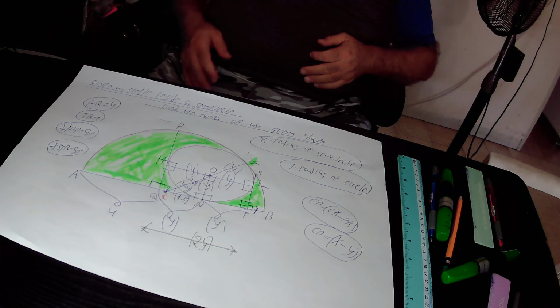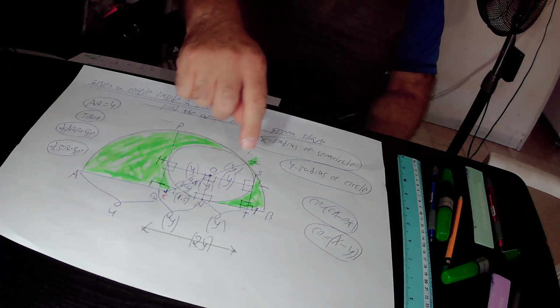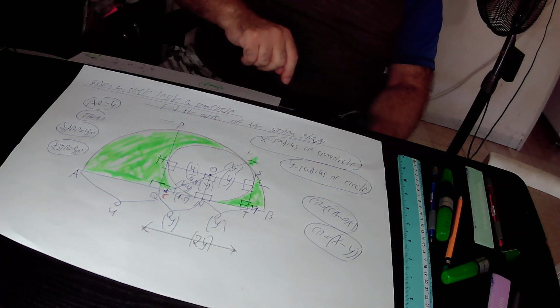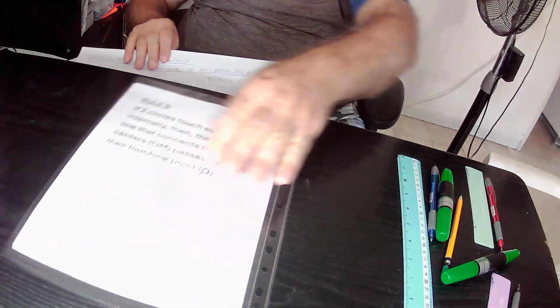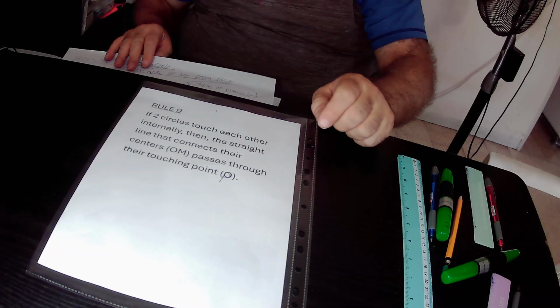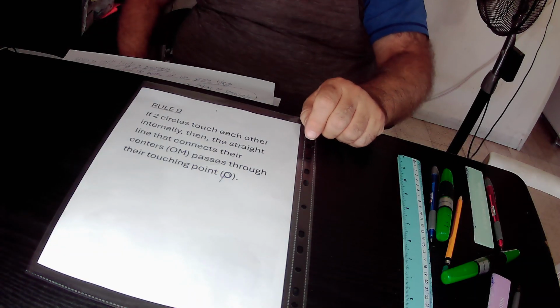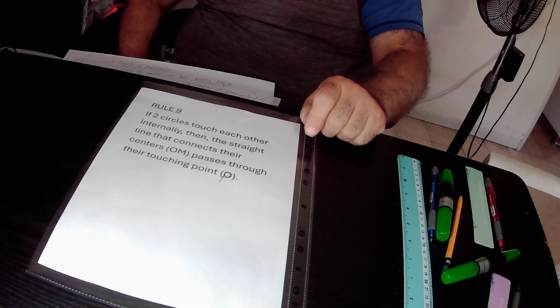Because we have an internal touch between the small circle and the big semicircle at point K, we can implement here rule 9. According to rule 9, if two circles touch each other internally, like in our drawing, then the straight line that connects their centers together passes through their touching point.